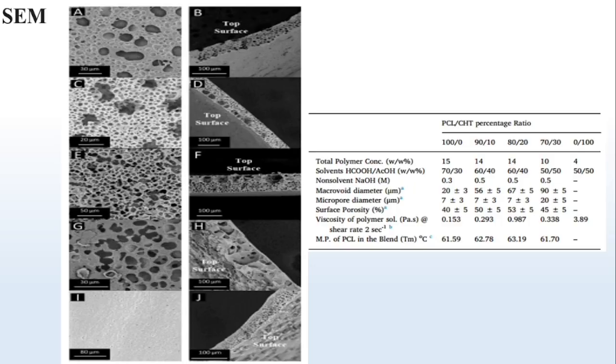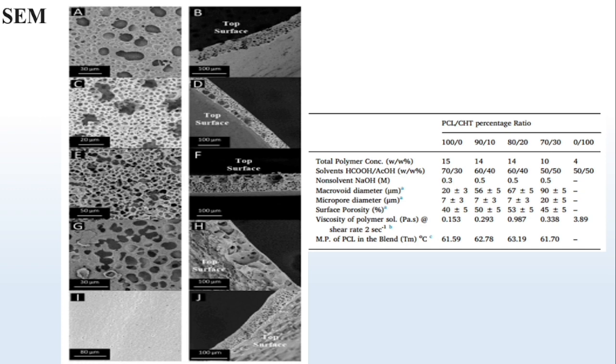Next will be the result part of the study, which will include material characterization, degradation study, and cell biocompatibility. For material characterization, first the table right here shows the different parameters when you change the ratio between PCL and chitosan, for example very important parameters like microvoid diameters, micropore diameters, and surface porosity.